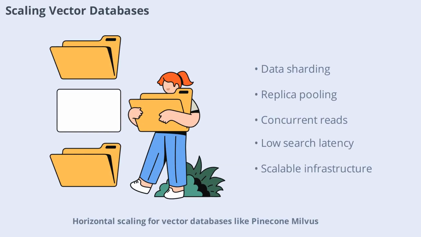Horizontal scaling for vector databases like Pinecone, Milvus, or Qdrant is essential for handling large-scale AI workloads. This is achieved through data sharding, which splits the vector index across multiple nodes based on ID ranges or collections, and replica pooling, which duplicates shards to handle concurrent read queries without increasing search latency. These techniques ensure your vector search infrastructure remains fast and reliable as your data grows.